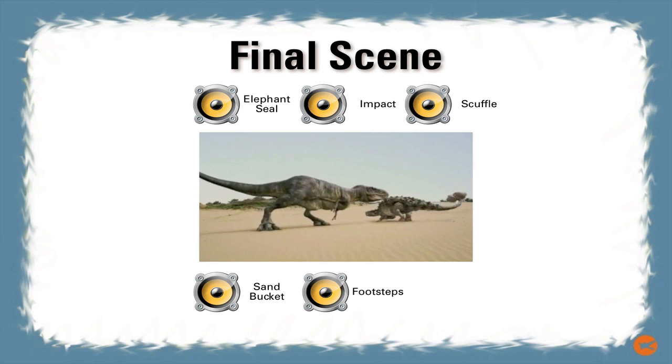For the body fall at the end, I actually combined a new impact with the big footstep combination I've been using all along. I finished with a tiger roar and a seal walrus bellow that I had used earlier.